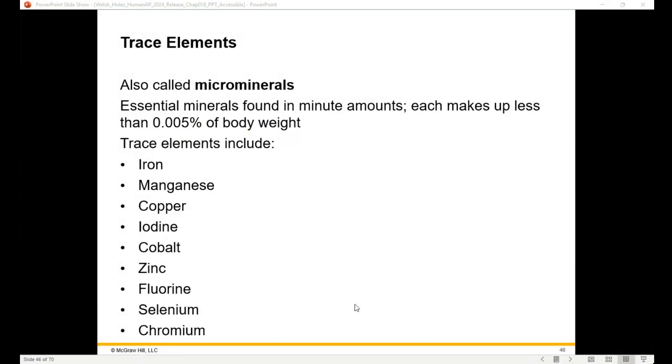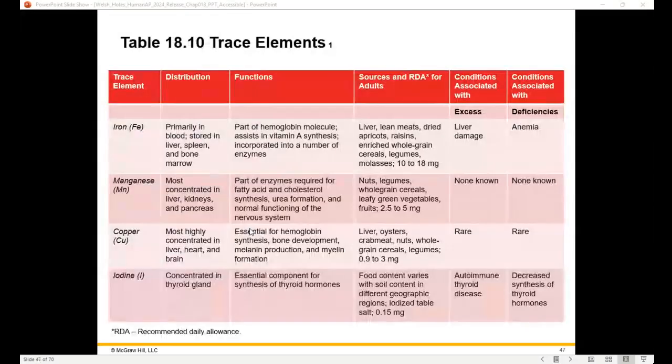Trace elements are called microminerals. Essential minerals found in minute amounts. Each makes up less than 0.005% of body weight. The trace elements include iron, manganese, copper, iodine, cobalt, zinc, fluorine, selenium, and chromium. This table shows you the trace elements and function and sources and conditions.